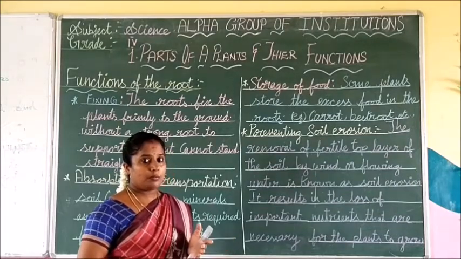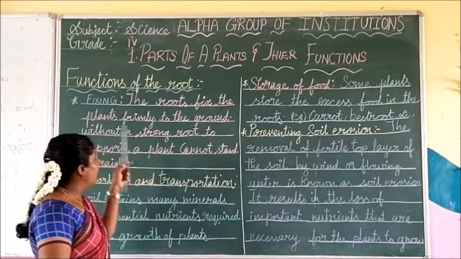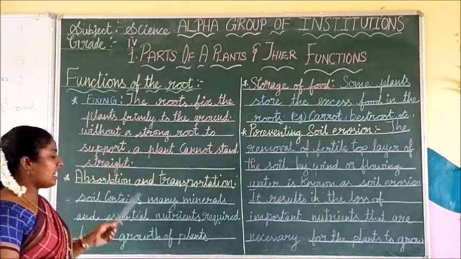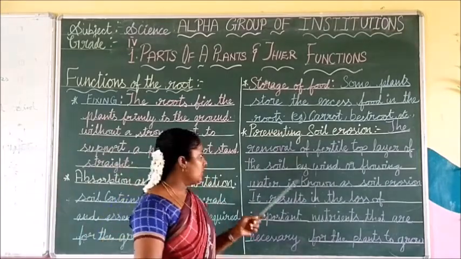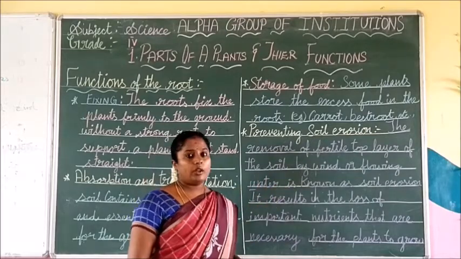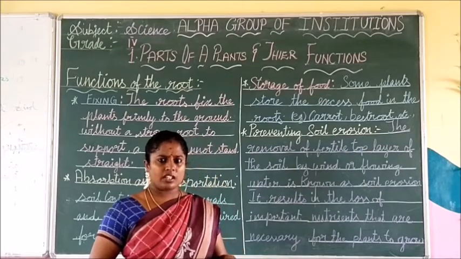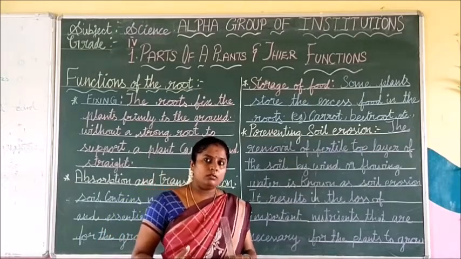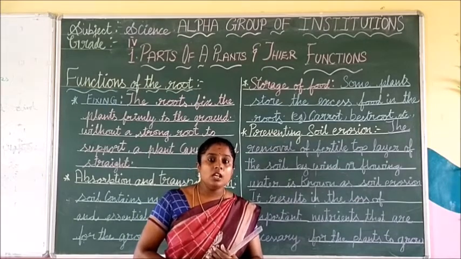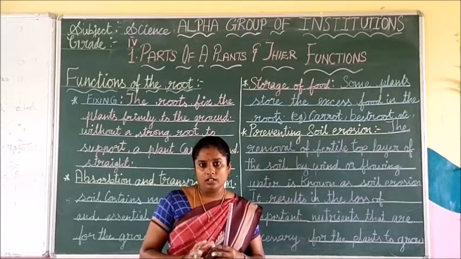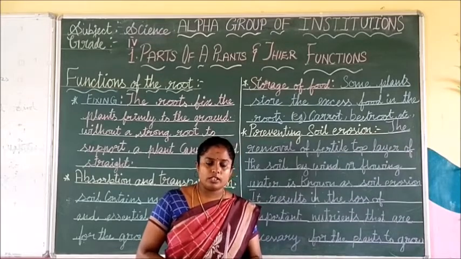So far we have discussed three main functions of roots. First is fixing. Next, absorption and transportation. Third one is storage of food. Next, preventing soil erosion. You all have heard about soil erosion. It is a very important thing in nowadays life. Before, we faced many problems with soil erosion. I think nowadays it's getting resolved, but not fully.